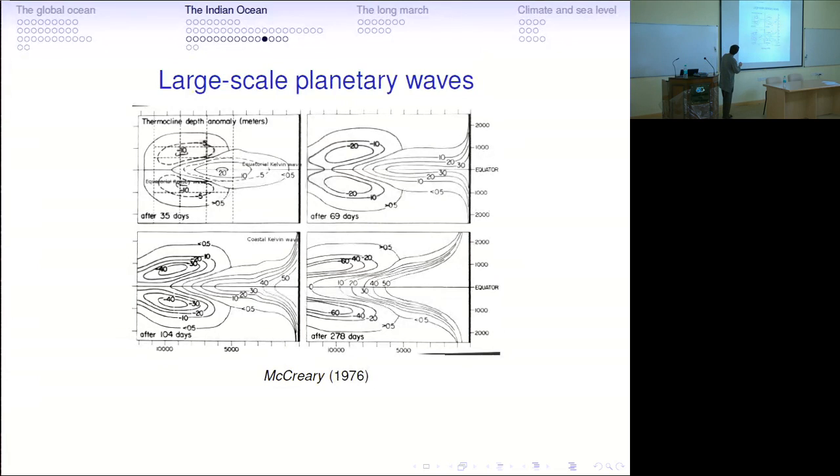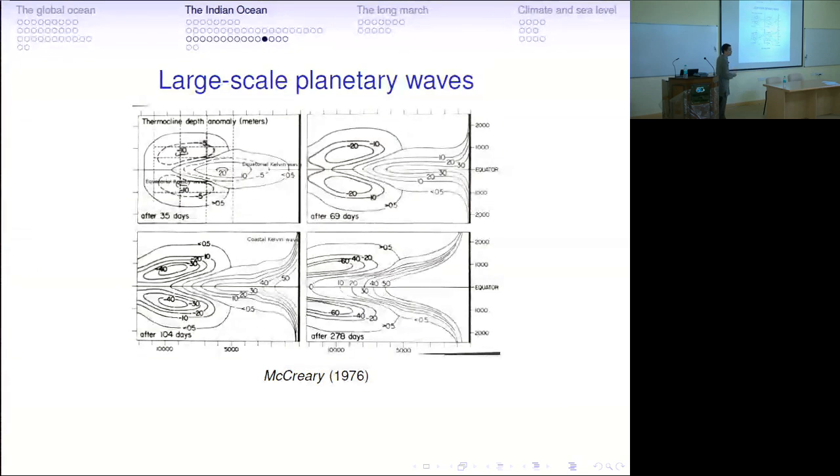When you switch on the winds, you get a Kelvin wave that propagates from the boundary of the forcing towards the east. And you get the Rossby wave that propagates the other way. At the equator, the Rossby wave speed is 1/3 that of the Kelvin wave. So you see the Kelvin wave moving away faster.